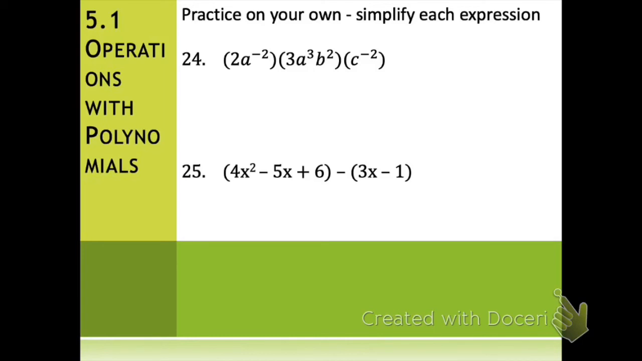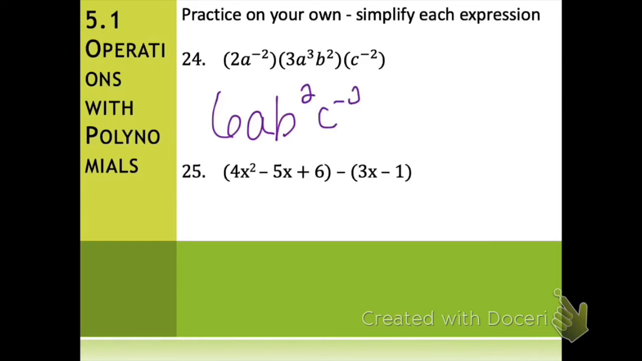Now 24, since there are no exponents on the outside of the parentheses, you can kind of just drop the parentheses here. So I'm just going to look at it as if they're not there. So I'm going to do 2 times 3 to get 6. And, no other numbers. So 6. And then the rule with same bases, I'm going to add those two exponents, negative 2 plus 3. And that's just a to the first power. Nice. And then b squared is just b squared.